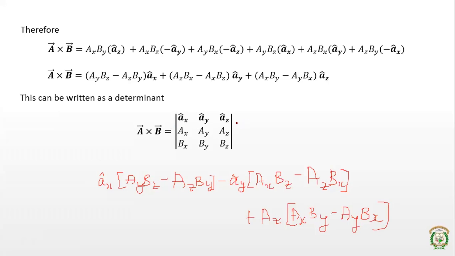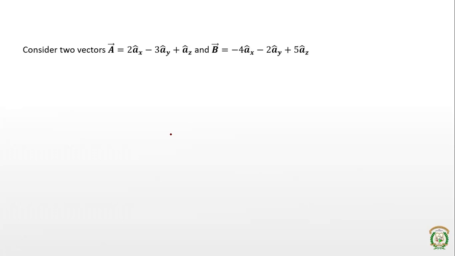The first row will have the unit vectors. Second row will have the components of the first vector. Third row will have components of the second vector. So we will take a numerical example with these two vectors a and b. A is given as 2ax minus 3ay plus az, and b is given as minus 4ax minus 2ay plus 5az. So how to find the cross product of these two?